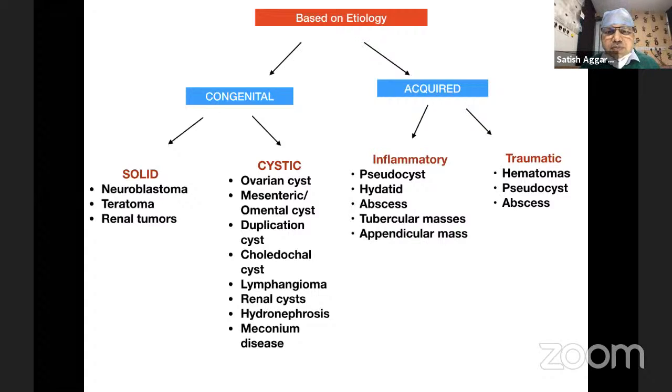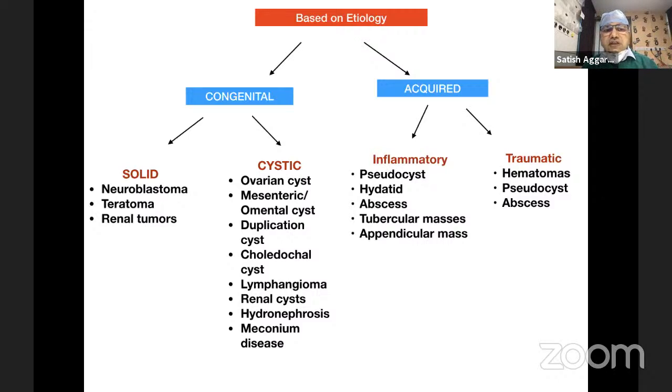basically, if we look at the etiology, masses in children can be congenital or acquired. When you are talking of congenital, then a very simple division between solid and cystic is very important. And this division can be very easily made by a simple ultrasound examination, which is very frequently available everywhere.